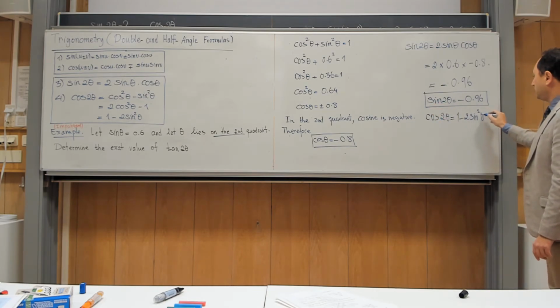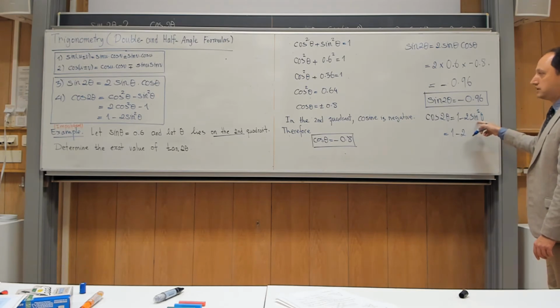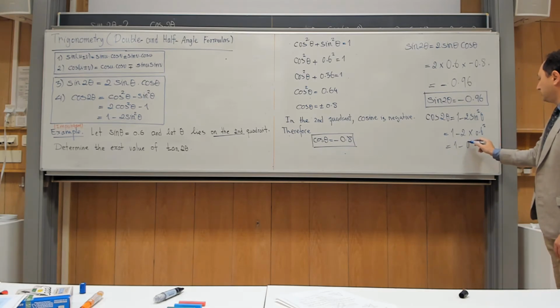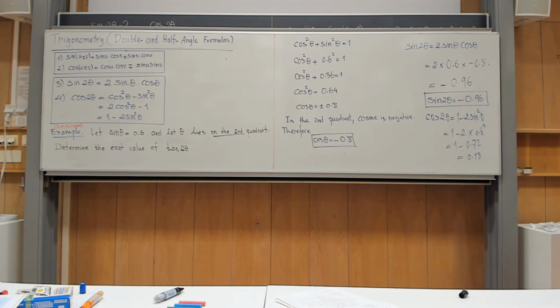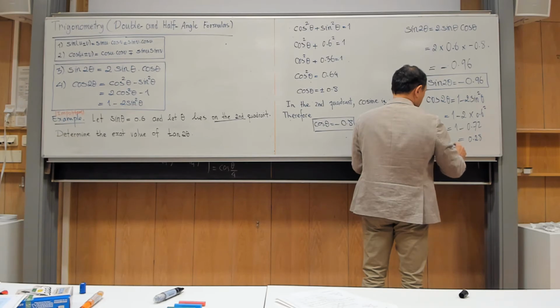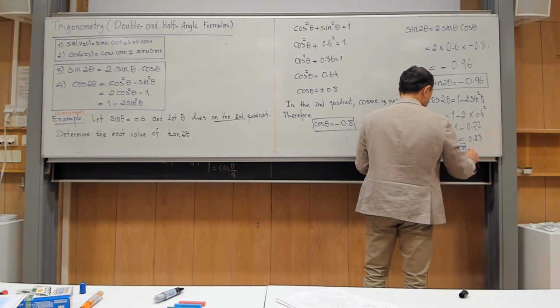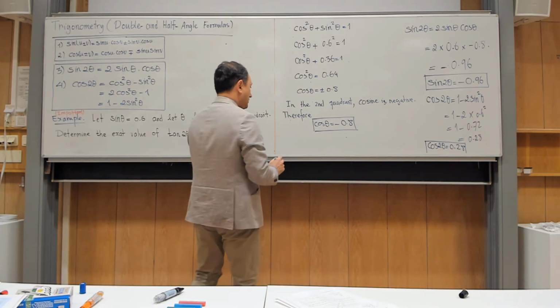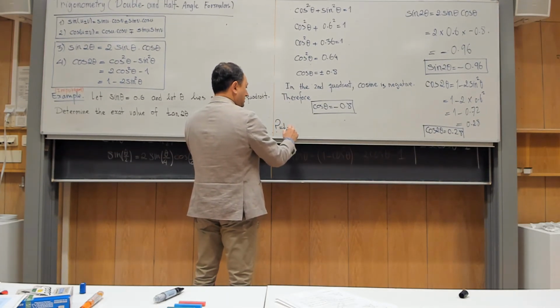itself. So then this becomes 1 minus 2 times, what is sine? It is 0.6 to the power 2. So then it becomes 1 minus 0.72. So this becomes 0.18. Am I right? No, 0.28. 0.28, thank you. Double check, yes. So cosine 2 theta is 0.28. Yes?